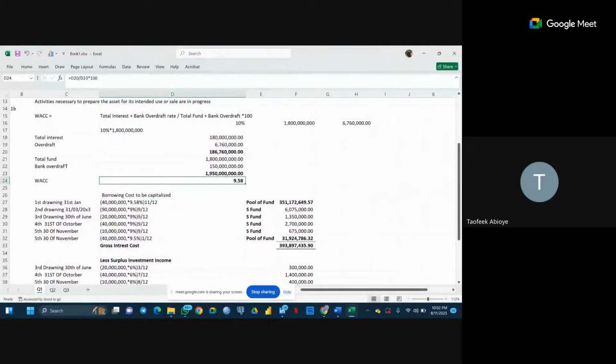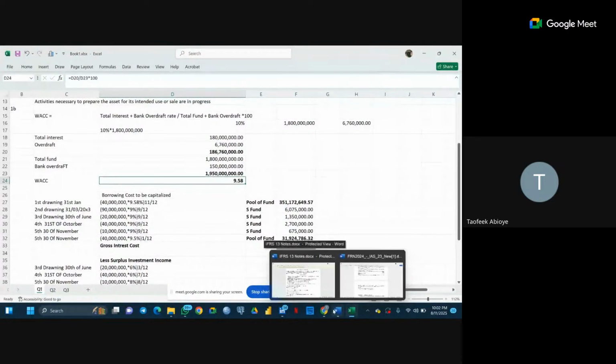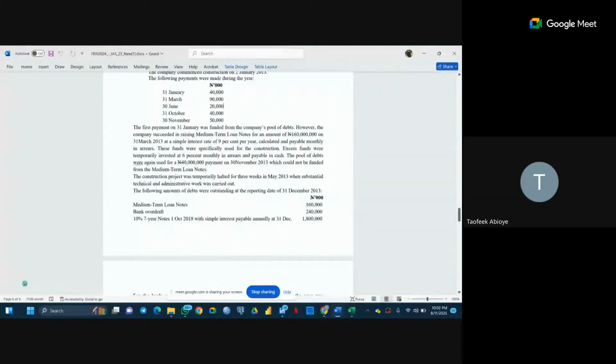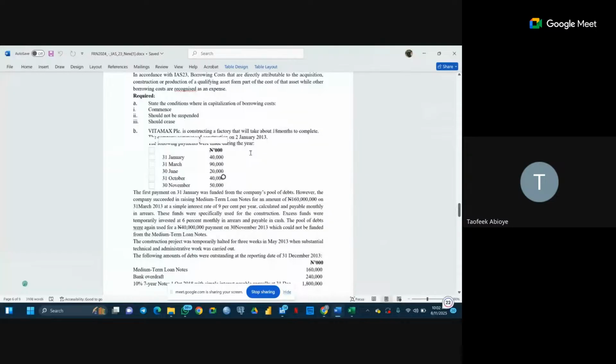Now let's go back to the question. We are told that these are the stages of withdrawing from Vitamas PLC. So the first payment of 31st of January, which is this, is funded from the company pool of debt.